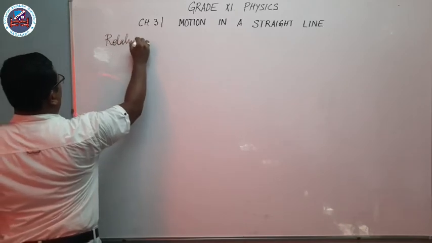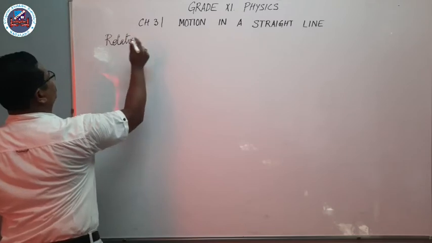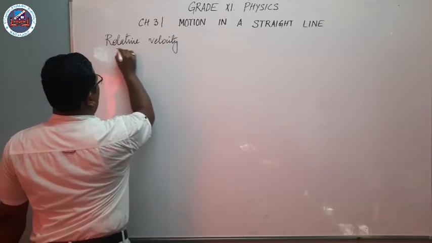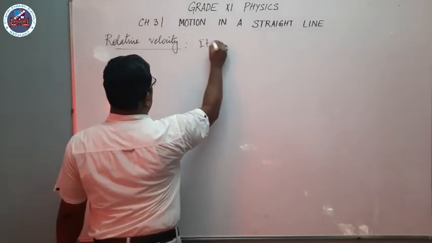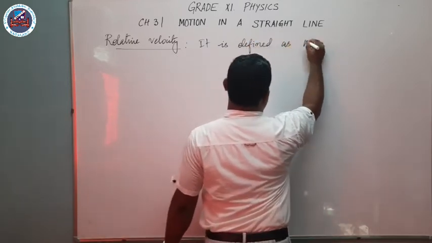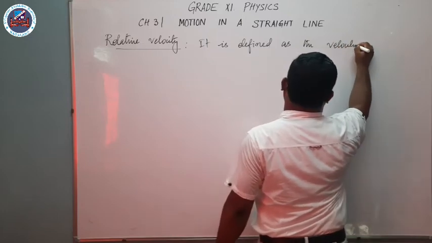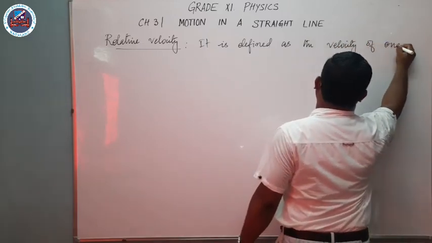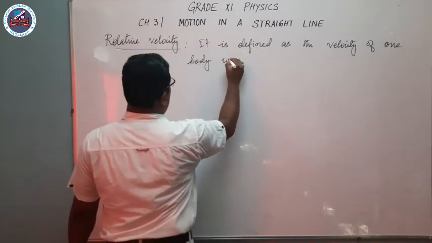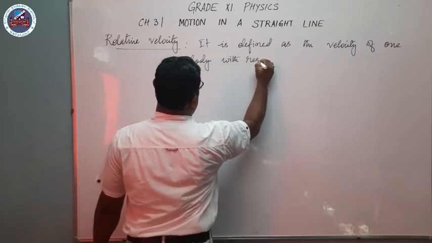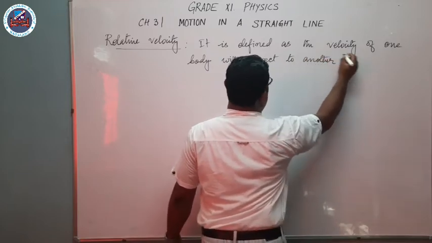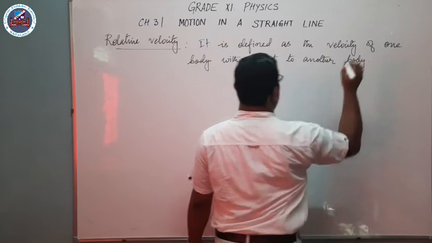Relative velocity. It is defined as the velocity of one object or body with respect to another body or other body.